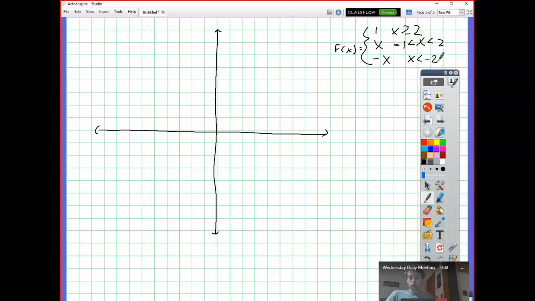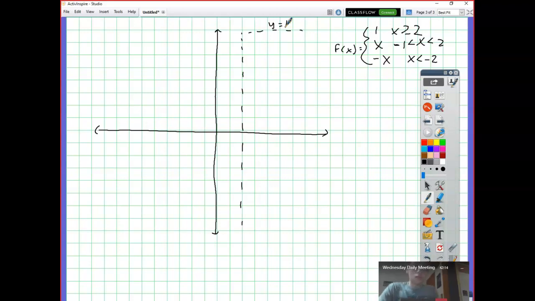Let's get in here. So the first thing I want to do is notice x is greater than or equal to 2, right? So over here, that way, I'm going to graph f of x equals 1, or y equals 1. Does that make sense? Is that good?